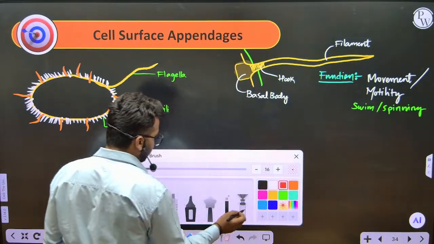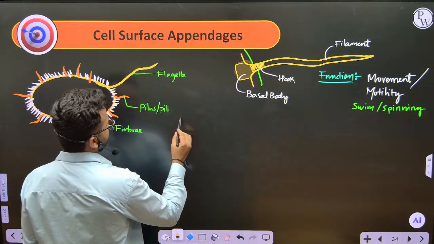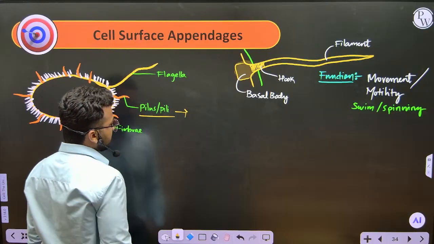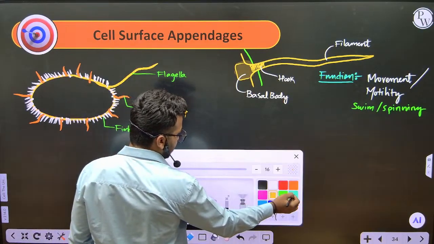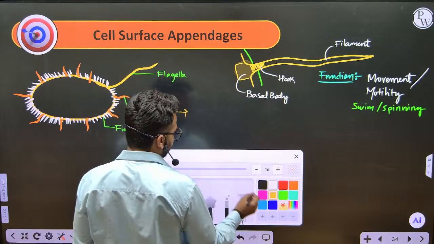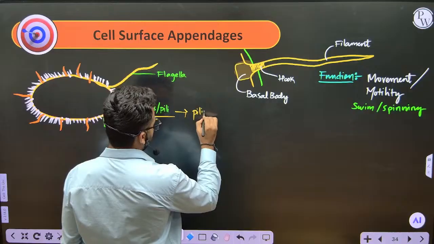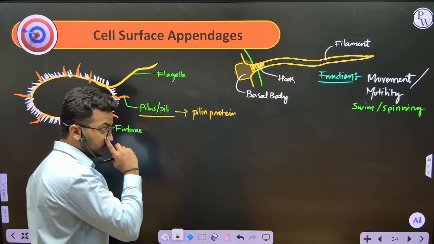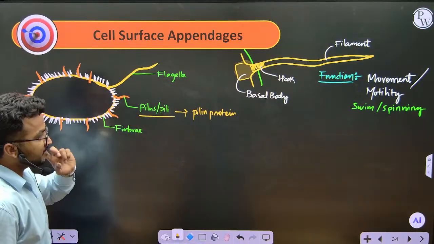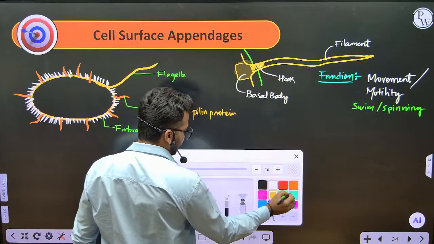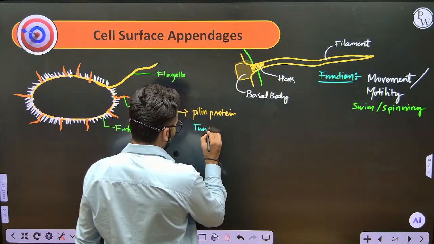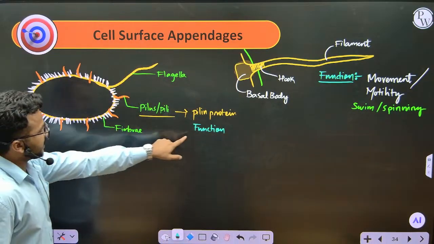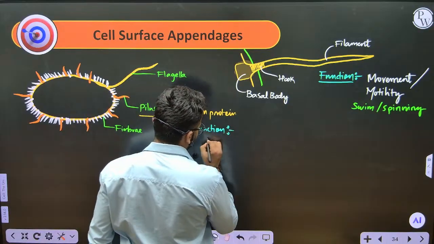So when it comes to this pilus, here next is pilus. This pilus is made up of a special protein, that is pillin protein. So pillin is the protein which is present in this pilus, and when it comes to the function of this pilus, so these bacteria will be having all these appendages.